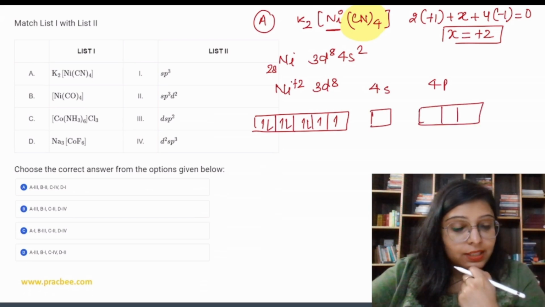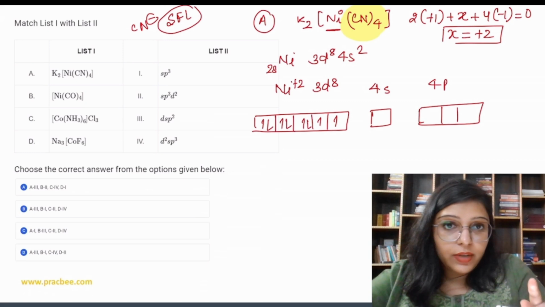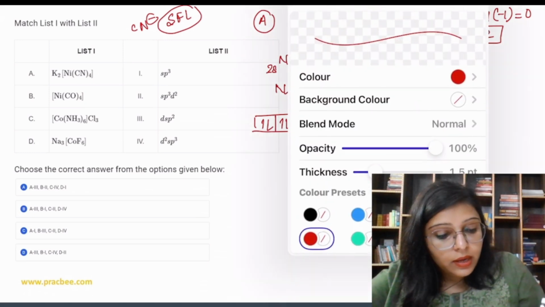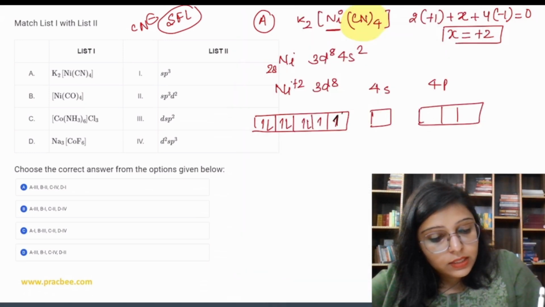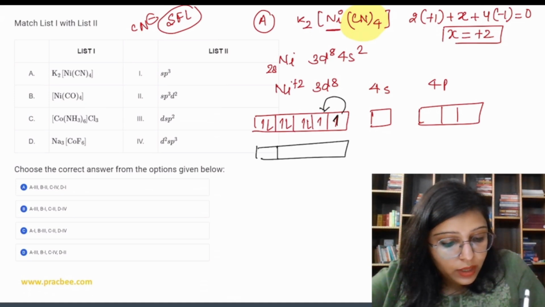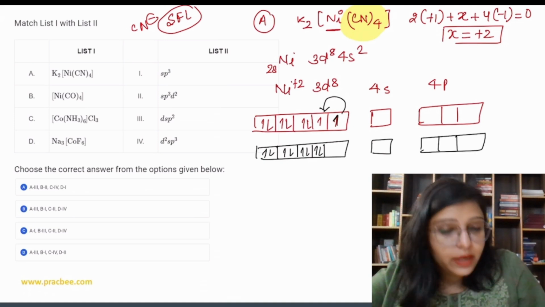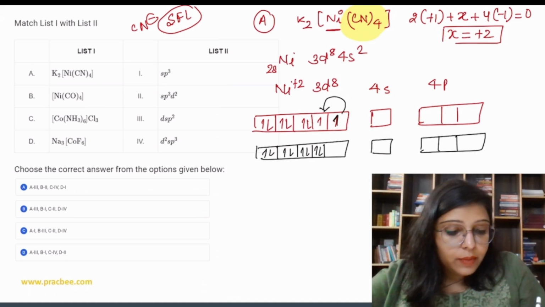Now we have to check CN. So we know that CN is going to be a strong field ligand, right? So if CN is a strong field ligand, then pairing is going to happen, and this electron is paired with this electron. So after that, what do we have? We have 8 electrons, so one d orbital empty, one s and 3p empty. So what happens? This d, this s and this p.